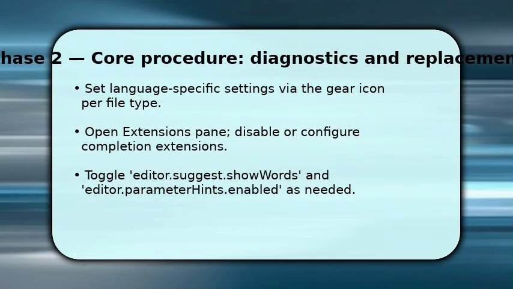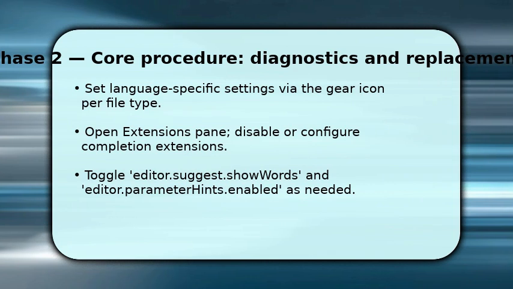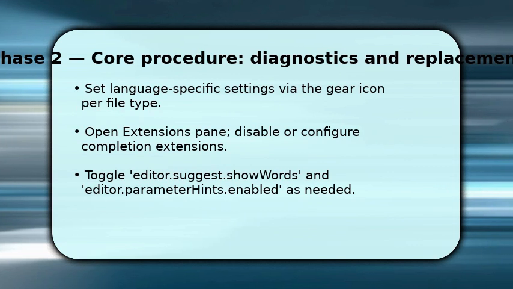Once the global toggles are set, you next adjust language-specific behavior. Click the gear icon in Settings to apply changes only to Python, JavaScript, or whichever language you use. Make sure to review installed completion extensions, Tab 9, Copilot, or similar, and disable their suggestion features or the extension entirely if unwanted.